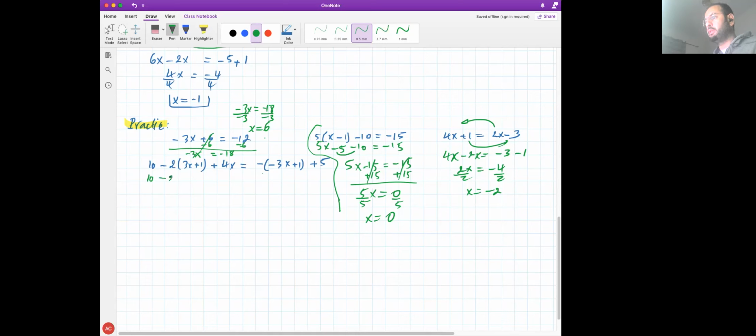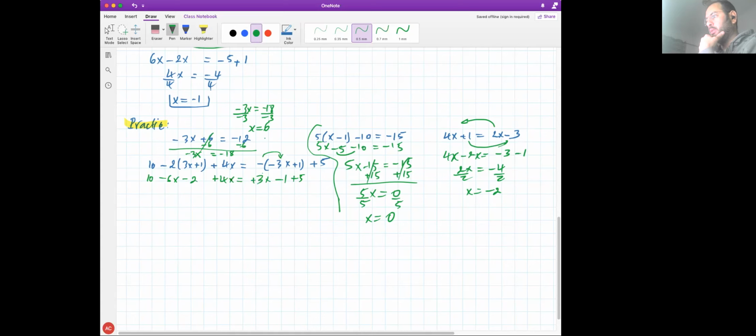So 10 minus 6x minus 2 plus 4x. Okay, then we go to the other side and do the same thing. We're going to distribute. So what do we get? 3x. That's right. Negative times negative would be positive, so 3x. Negative times positive 1 is negative 1, plus 5. Back to this side again, simplify it more if possible. So what do we combine?